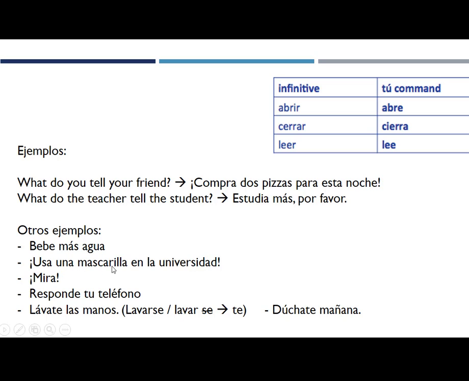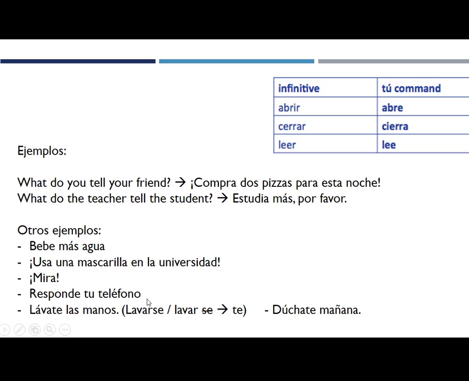Usa una mascarilla en la universidad. Use a mask at the university. So usar, the verb usar, uso, usas, usa. So usa is going to be the form. The verb to look. Yo miro, tú miras, él mira. The third person is mira. So how do we say, hey, look at me, or look at that, look. That would be mira, just like that. Responde tu teléfono, answer your phone. Responder is to answer. Responde tu teléfono. And then I'll talk a little bit more about the verbs that have reflexive verbs or verbs that have pronouns.